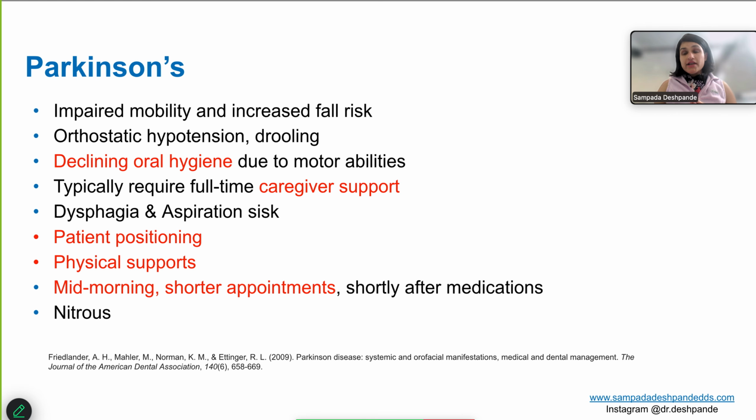It's just hard to see these patients, especially if you're doing long treatments, because typically shorter appointments are better for them. But if you have a long procedure like a crown prep, which is going to take you 2 hours, or at least an hour and a half if you're very efficient, it's still a lot for a patient with Parkinson's. So you have to time the procedure in a way that the patient is at their best.